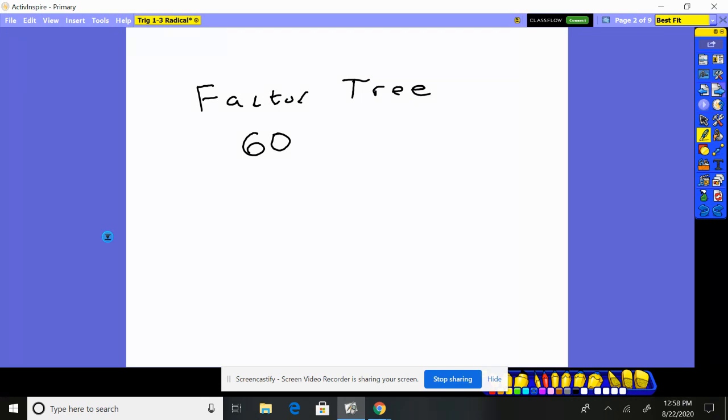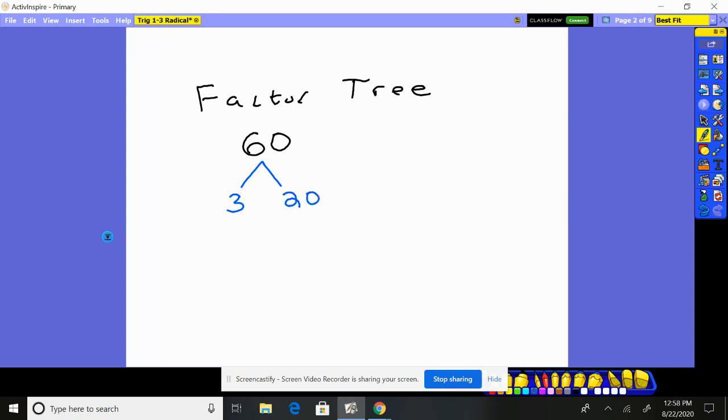So if we take the number 60, we're going to break it down. Now, we call it a factor tree because we're going to break it into 2 parts. We think, hey, what 2 things multiply together to give us 60? Now, it doesn't matter what you pick. You could pick 2 times 30. You could pick 6 times 10. You could pick 4 times 15. I'm just going to go ahead and go with 3 times 20. Okay, 3 times 20 is 60.